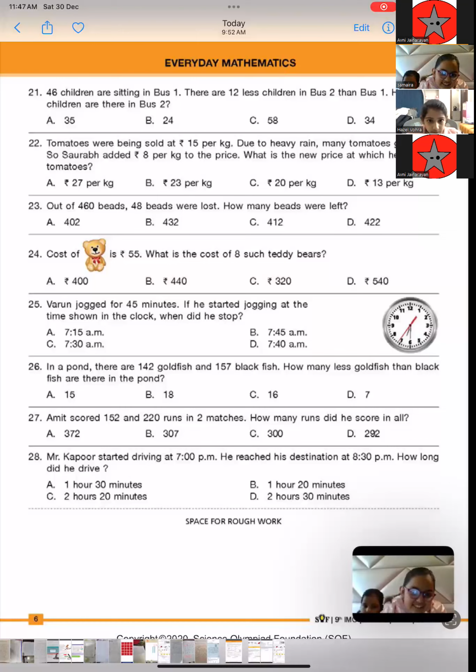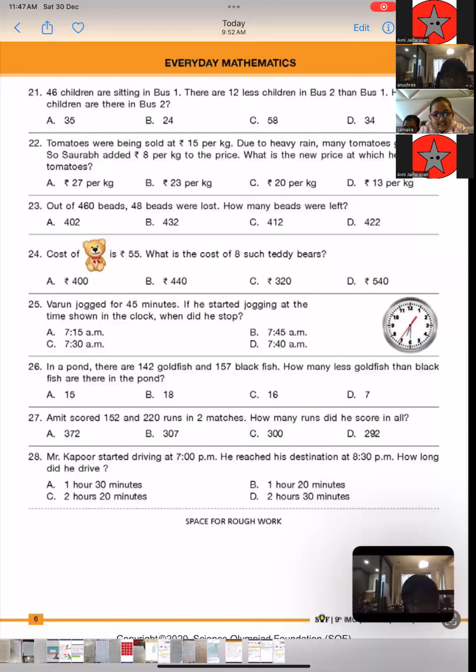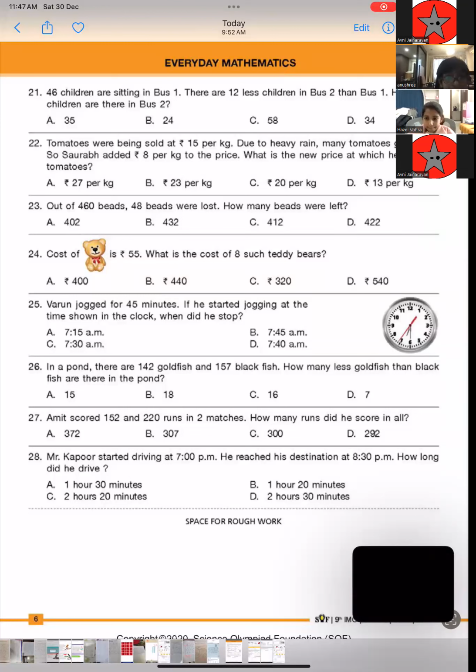What did we do? Kabir? I minused. Is it easy? Yes, ma'am. Question number 22. Go ahead.